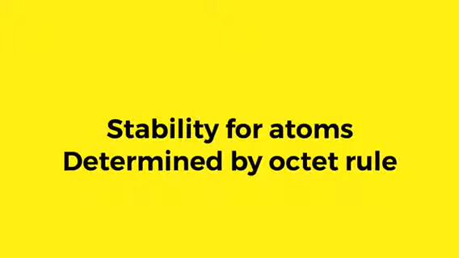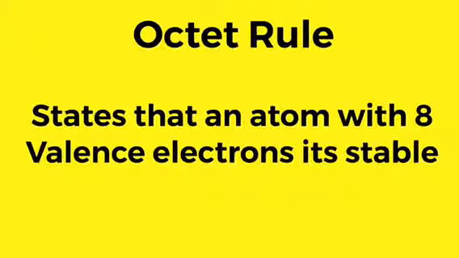And stability for atoms is determined by the octet rule. And we'll get into the octet rule right now. The octet rule states that if an atom has 8 valence electrons, or 8 electrons in its last energy level, the atom is stable. Also, if it has 2 valence electrons, it's also stable. And we'll get to stability of atoms in our next video.